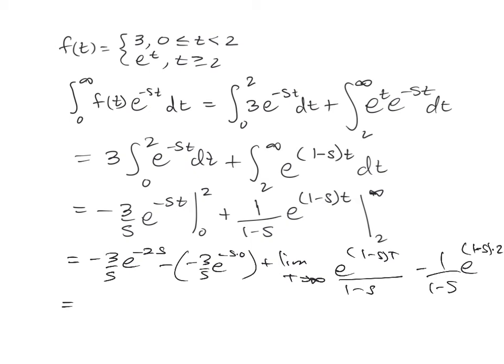So we clean this up a little bit. We're going to have a negative 3 over s e to negative 2s plus just plain 3 over s. And then we're going to have a minus or a plus if you want to change the order around 1 over s minus 1 e to the 2 times 1 minus s. And again, we could change the order of that subtraction in the exponent. But that's a pretty good way to leave that right there. But again, that's a 1 minus s.